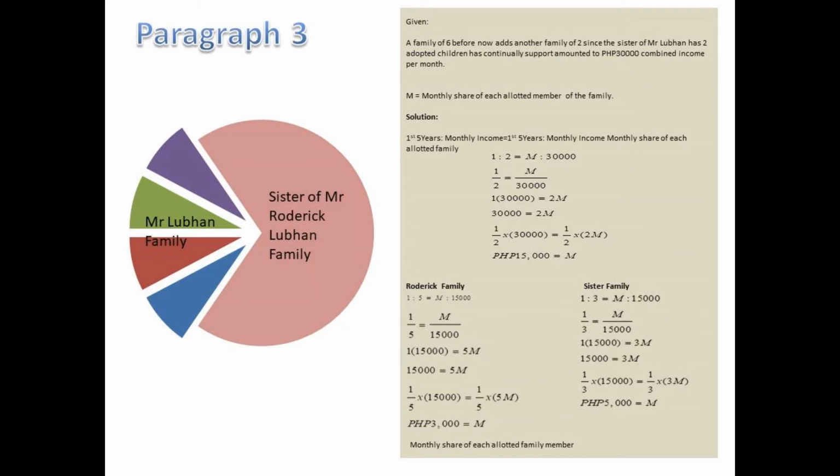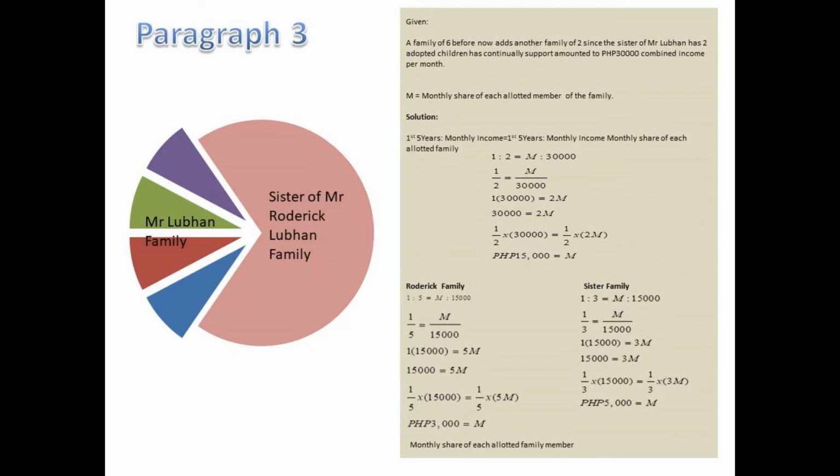Okay, in the third case in paragraph 3, 2 families share one budget amounted to 30,000 pesos. Given a family of 6 before, now adds another family of 2, since the sister of Mr. Lubhan has 2 adopted children and continually supports them, amounting to 30,000 pesos combined income per month. Again, M here represents the monthly share of each allotted member of the family.